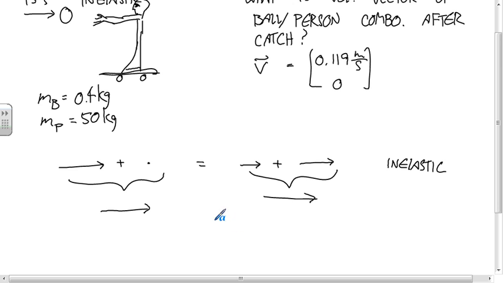In the elastic case, the ball actually has a momentum this way after the collision, right? It might not be that much, but it's going in the other direction. And so the momentum of the person has to make up for the fact that the ball's momentum is in the other direction. So it has to be extra long in order for them to add up to be this.